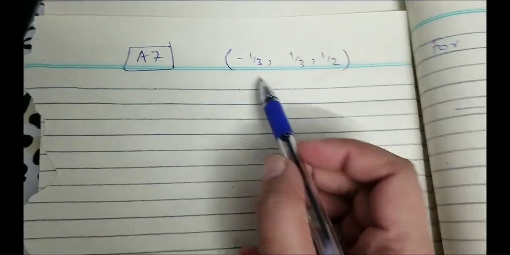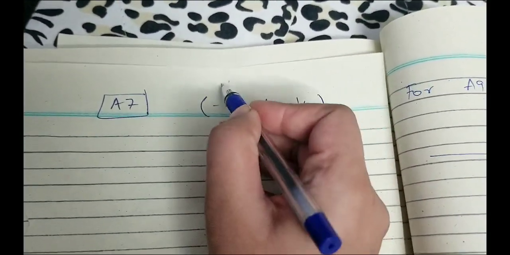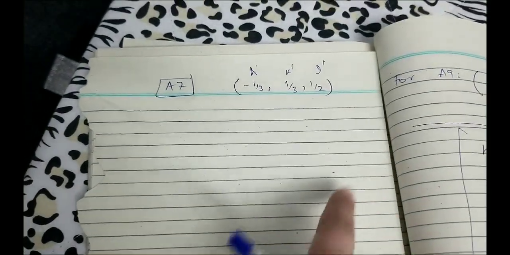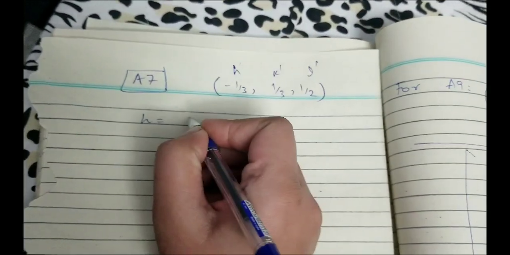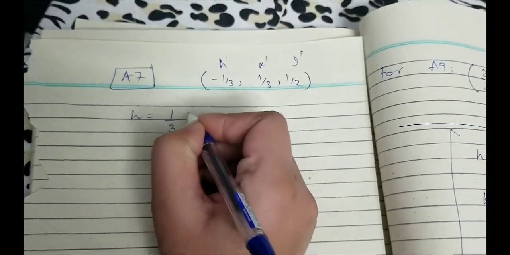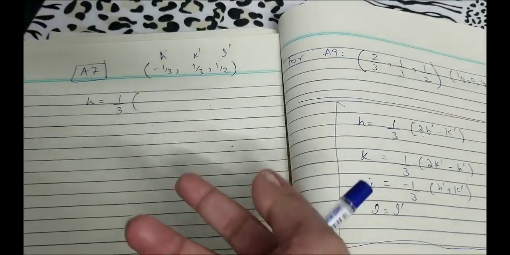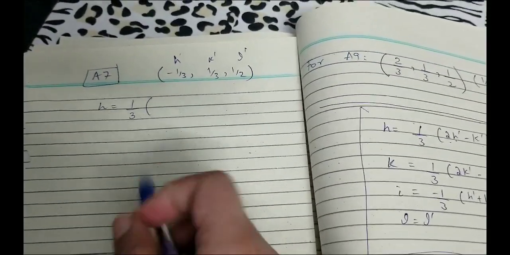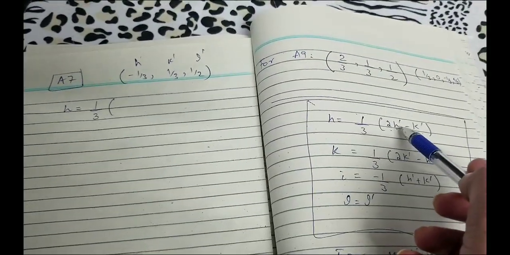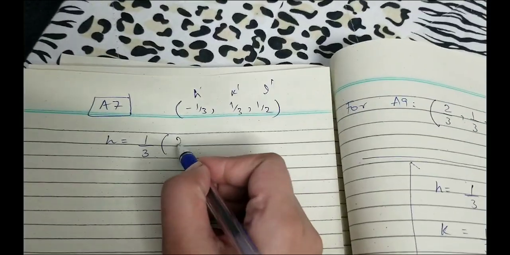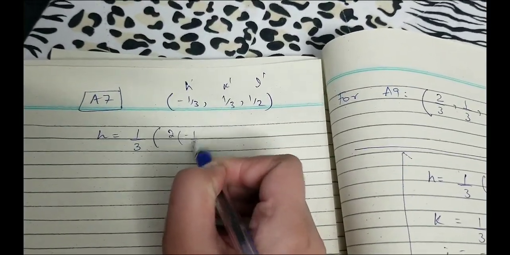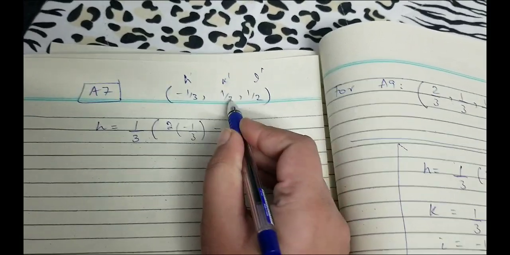Here is the position of the a7 atom. This is h prime, k prime, l prime. Do mention these things while doing the calculation so that you do not get confused about which values you are putting in which formula, and which value corresponds to which. So H is 1 over 3 times 2 h prime minus k prime. 2 into h prime is minus 1 by 3, minus k prime, which is 1 over 3.